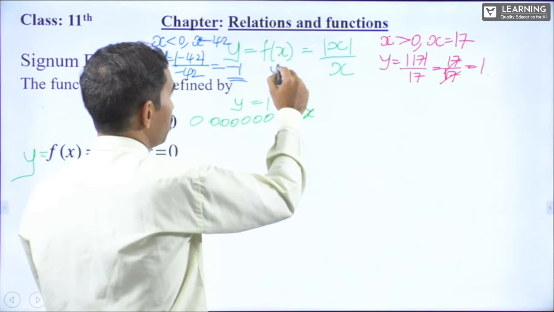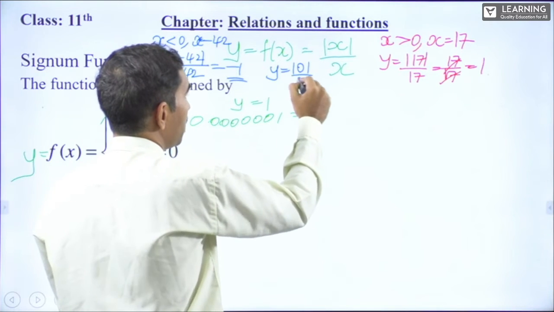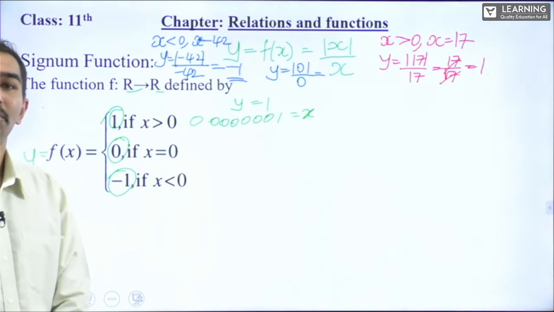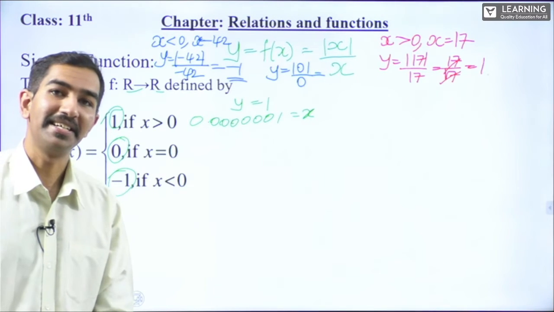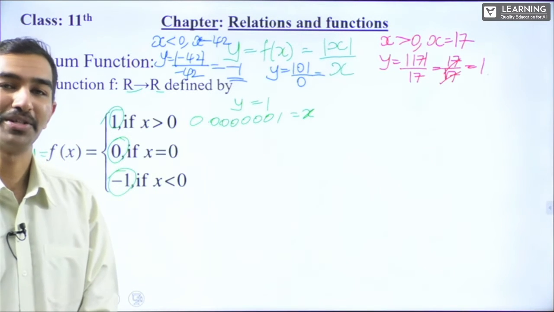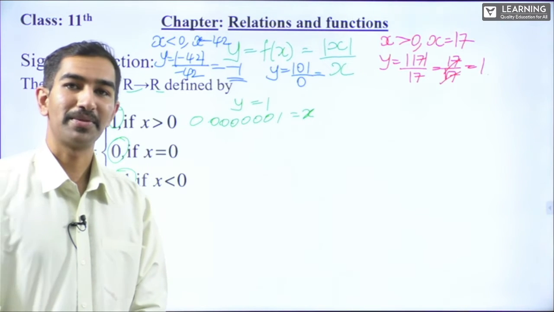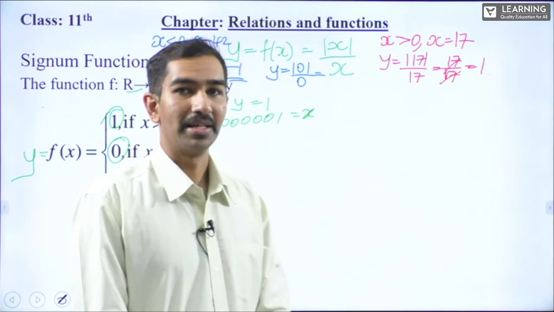Now put x is equal to 0, students. So when you put x is equal to 0, y will become equal to mod of 0 by 0. So what is 0 by 0? We do not know what is 0 by 0, right? It is indeterminate. So it is not defined, it's undefined or something like that. Understood? So this is called as a Signum function.